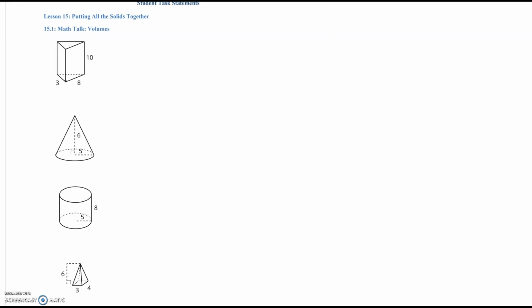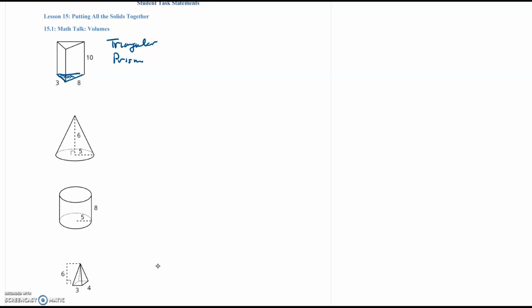So what I'm going to do is go through and find the volumes, but I'm going to tell you how I would do that mentally. The first thing you have to do is identify the shape. And this first shape is a triangular prism. For a triangular prism, the way I find the volume is I take the area of the base and multiply it by the height. I notice here that my base is this right triangle on the bottom.